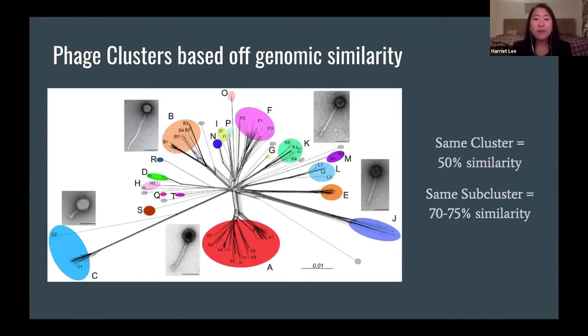So all of the phages, including the ones we've isolated, belong to a specific cluster. Clusters are a way to organize phages by nucleotide sequence similarity. Phages in the same cluster roughly have over 50% similarity in genomic sequences, and phages in the same subcluster have roughly 70 to 75% similarity.